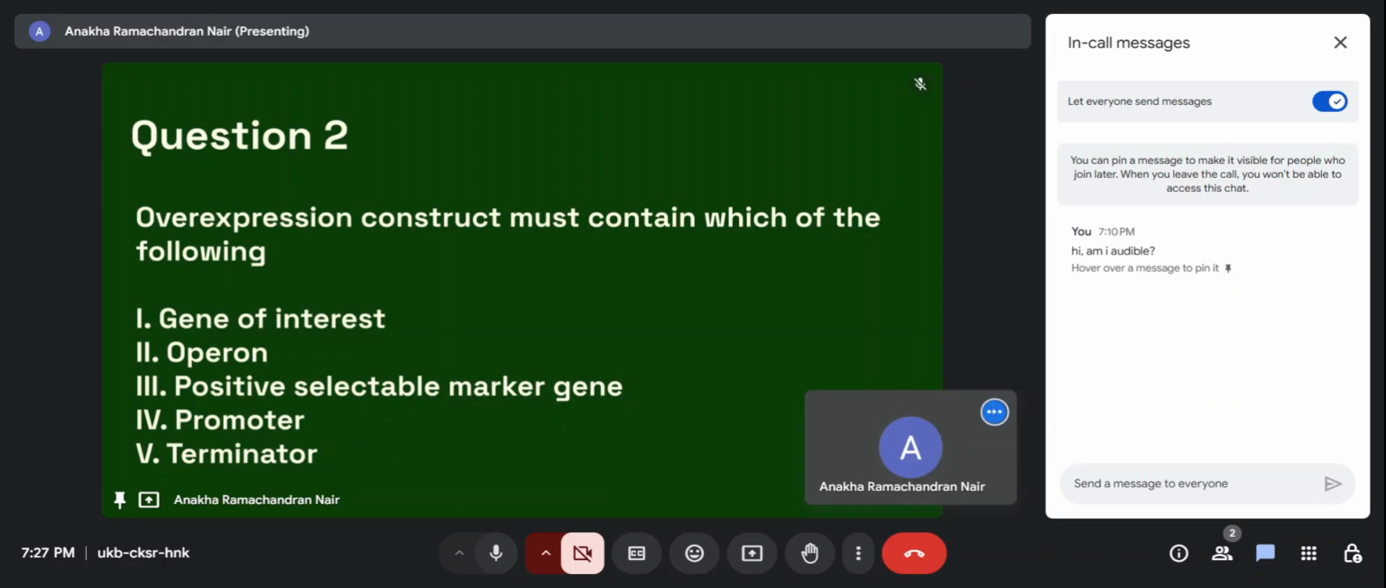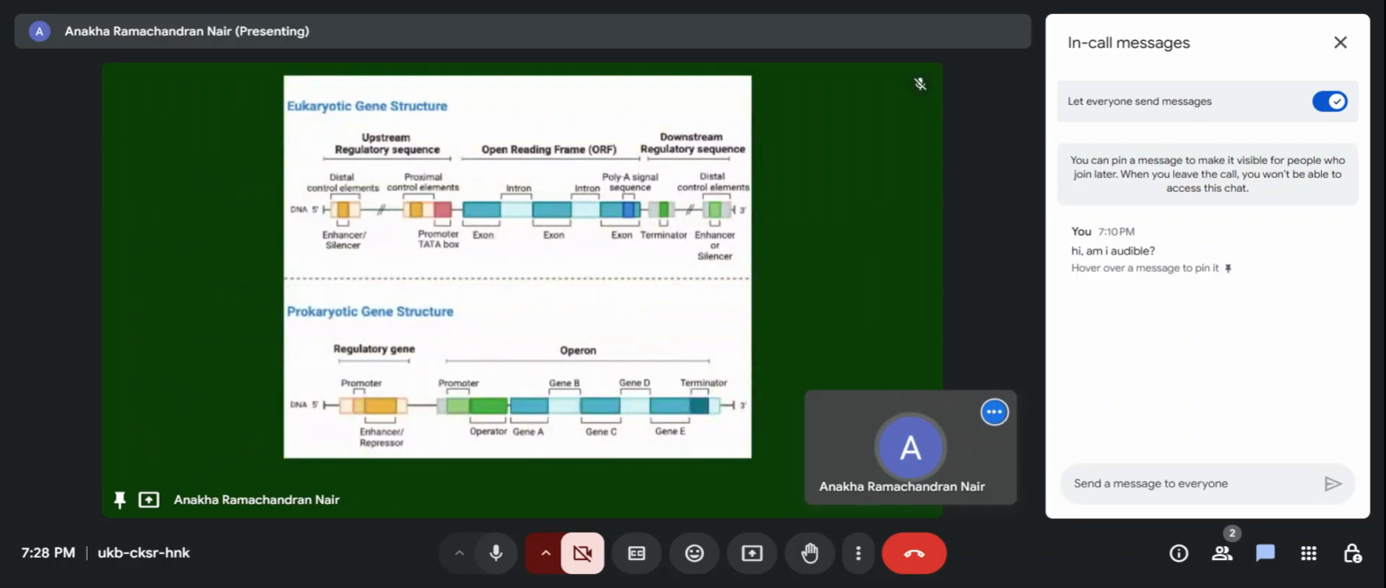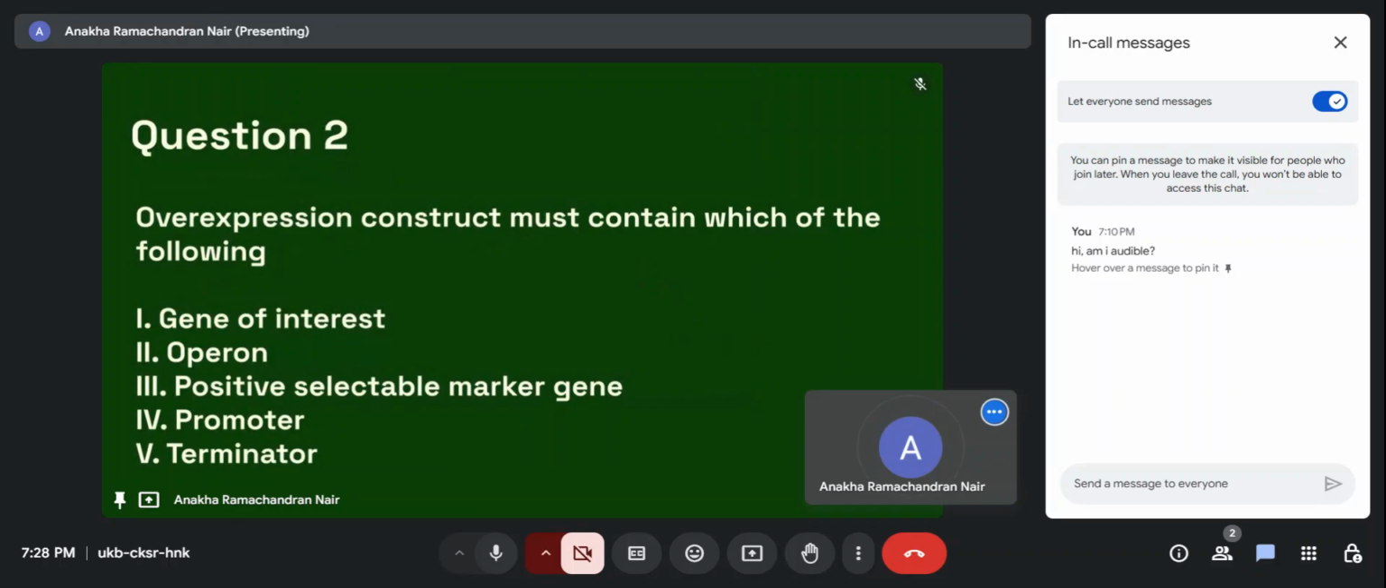The promoter in this gene is where the RNA polymerase will bind, right? And the terminator is where the RNA polymerase will stop. So these are the five options given to you.